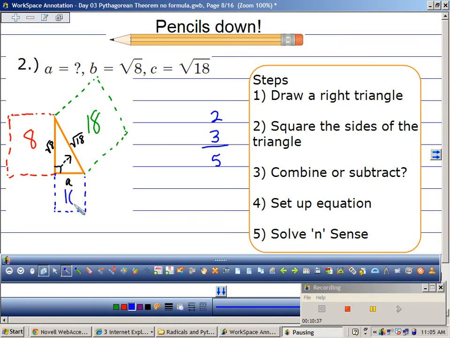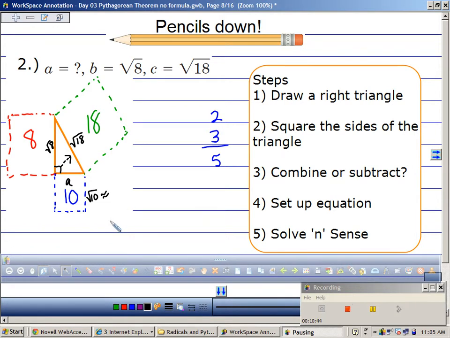So if the area is 10, what's the side? Square root of 10. Which is? 2.5? No. What's the square root of 9? 3. Well, 3.5. I'd say 3.1. Are you sure? Let's say 3.16. Let's round it. Okay, write that down, guys.